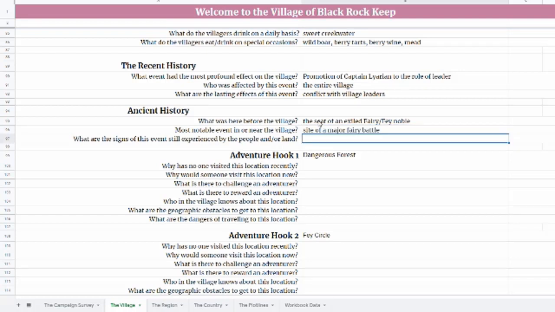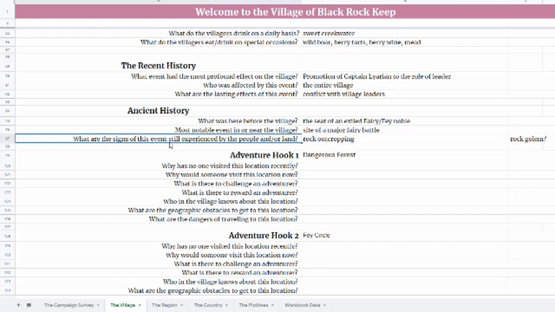And what are the signs of this event still experienced by the people in our land? That rock outcropping has something to do with it. I'm not sure what. Maybe that was caused by a spell. It could have been a giant rock column that one of the fairy mages created, and that rock outcropping is like its elbow sticking up out of the ground or something. But I'm just going to make a note of that. So there we have a concept of the history of the land.